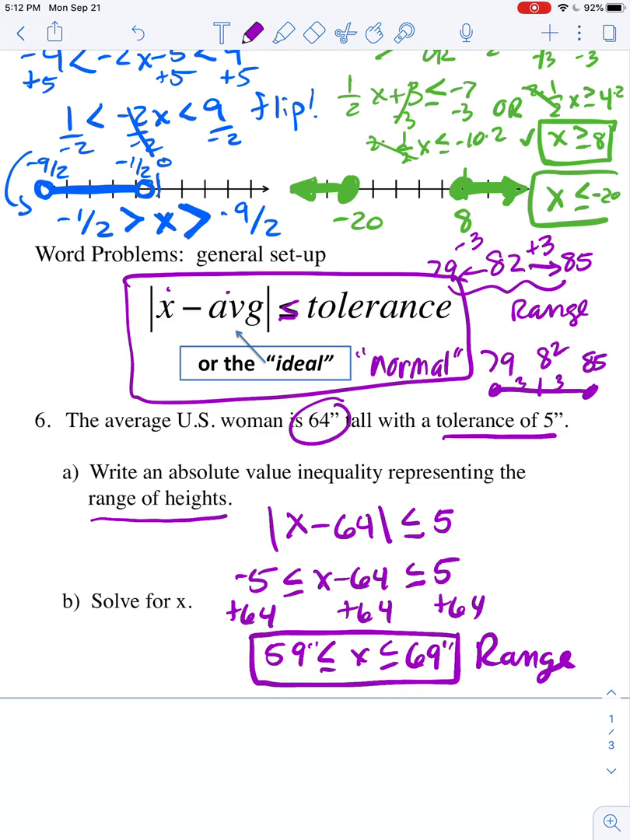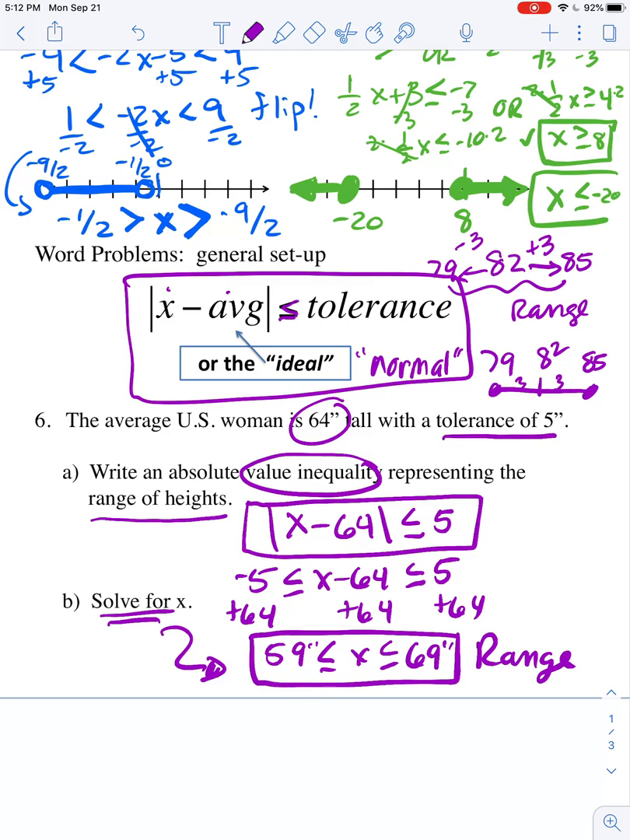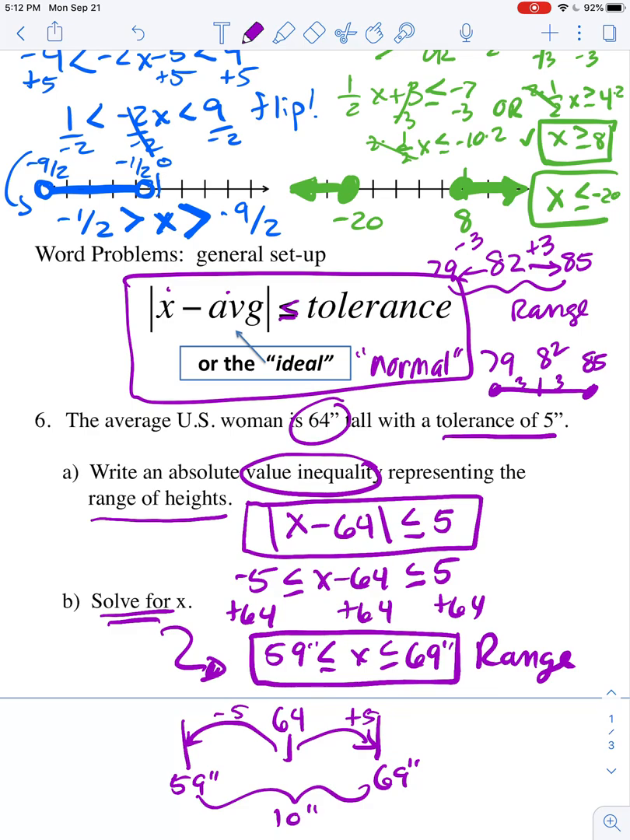If you are told to solve for X, that's kind of the same thing. It says write an absolute value inequality representing the range of heights. So that's the inequality, the absolute value inequality. Solving for X is giving me the actual range. Because you're saying, if 64 is the average and I go 5 in either direction by adding or subtracting 5, my tolerance range goes up to 69 and down to 59 inches, making it a range of 10 inches total.